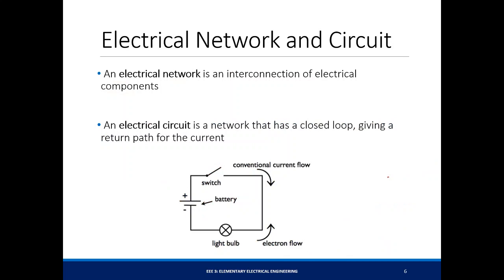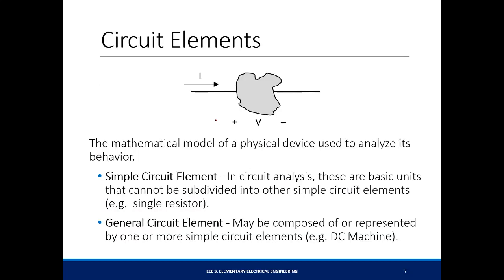So the electrical network, let's go back to simpler circuits. The electrical network is an interconnection of electrical components. And the circuit is a network that has a closed loop, giving a return path for the current. So the difference between a network and a circuit is that the circuit is a closed loop. All right? Okay, so let's go back to the abstract form.